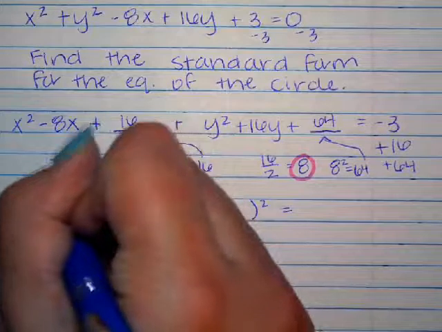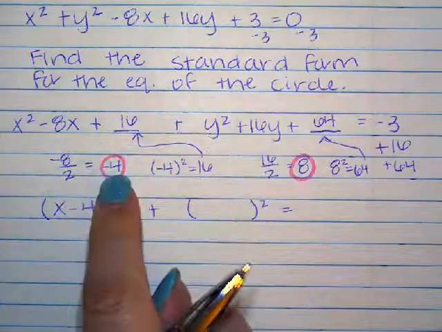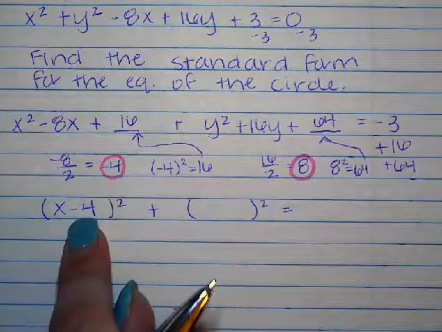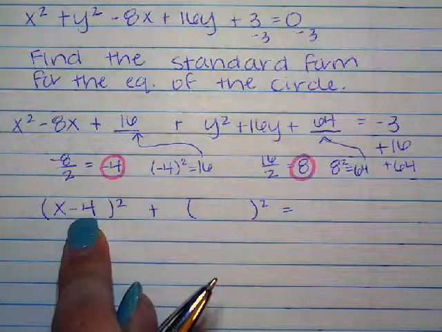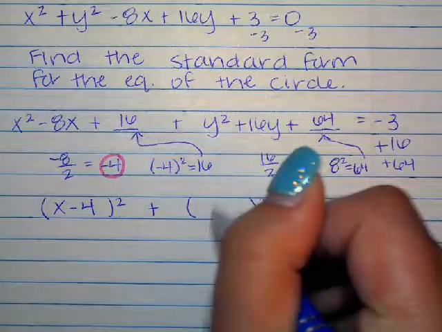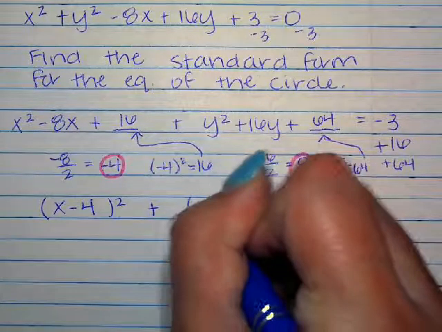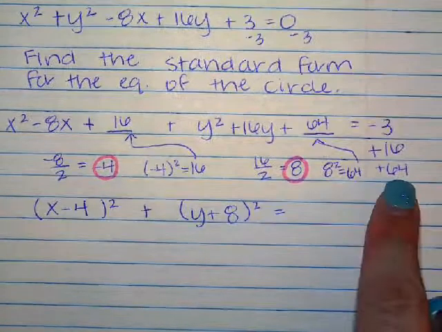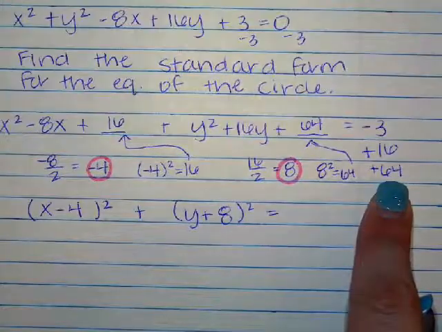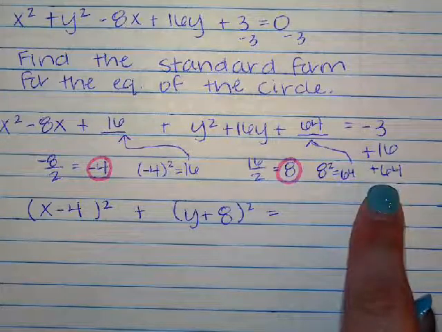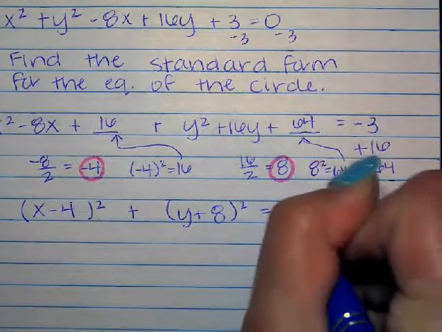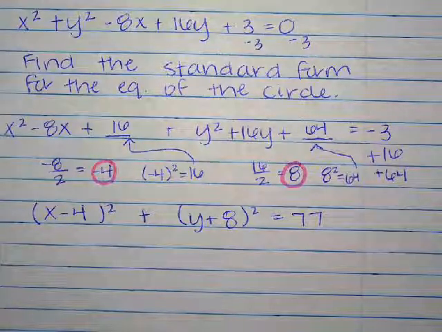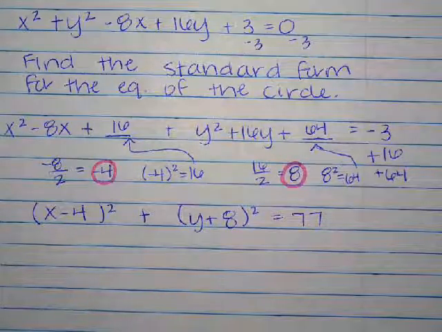Yeah, x minus 4. So the number I got when I divided by 2 is what goes in the parentheses. X minus 4. And then what else? Y plus 8 equals, what do I have over here? 77. So there's the standard form of the equation of the circle. That's all they asked for. That's all they wanted was the equation.